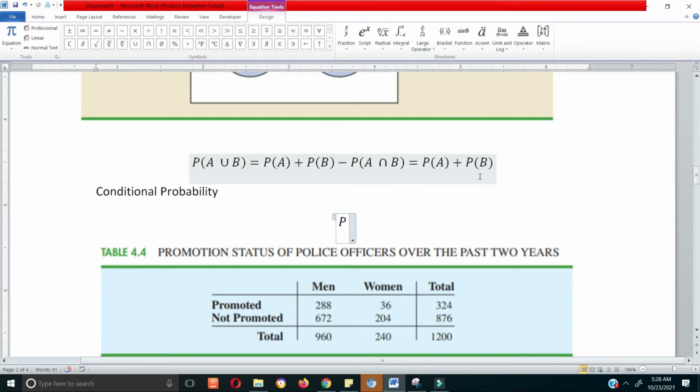I need a bar operator. Okay, I think I got it. So probability of A given B, right?